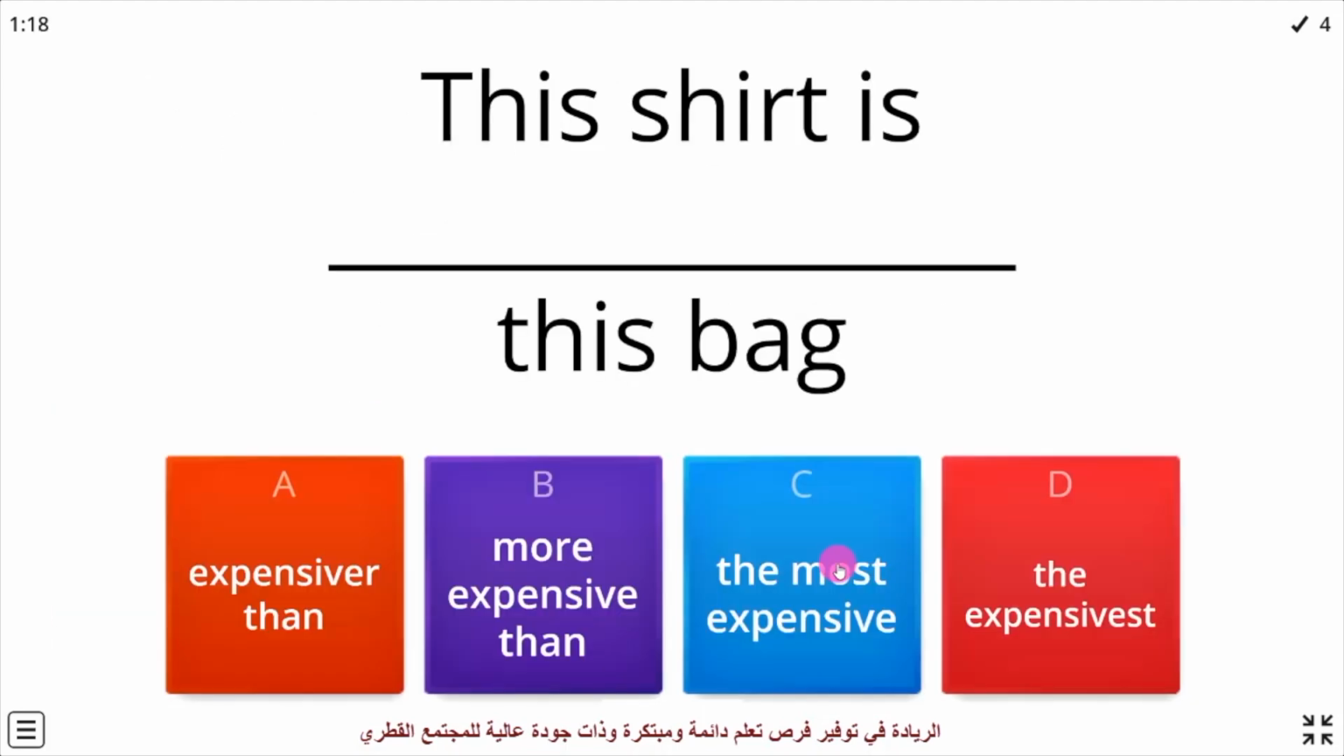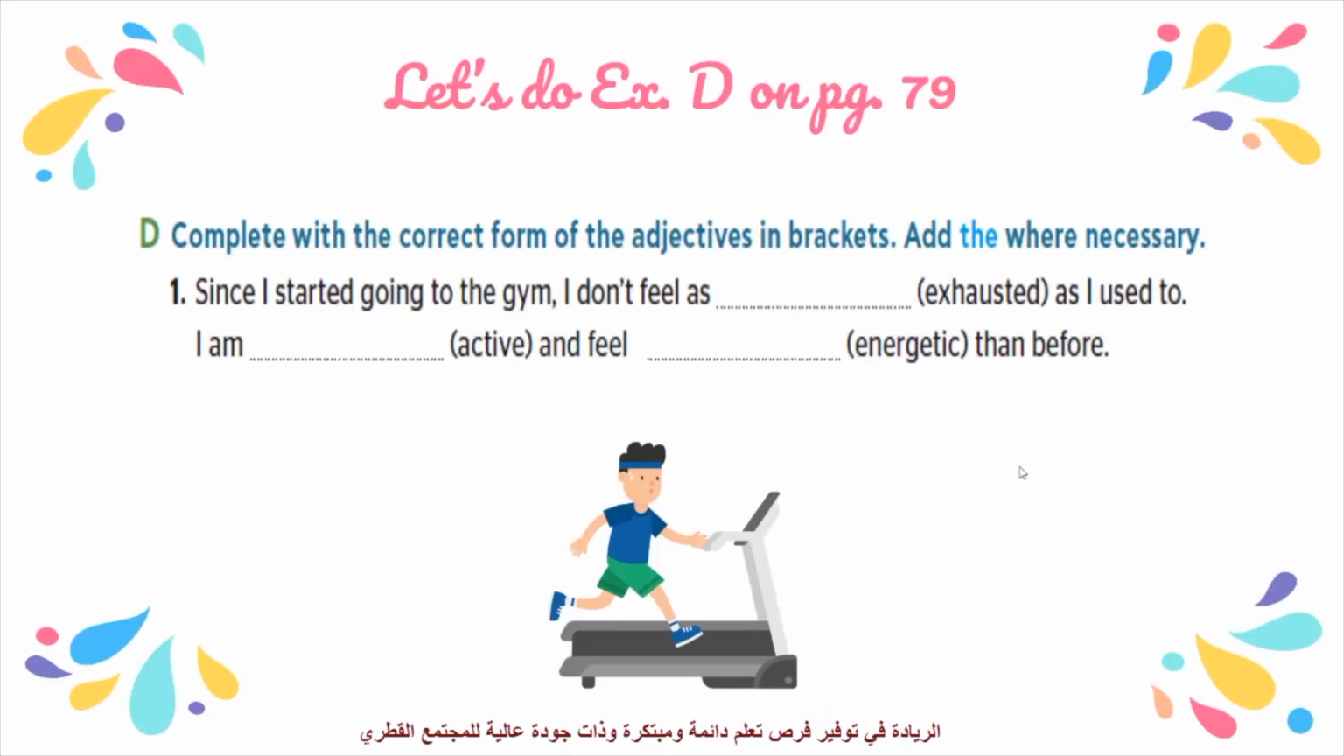Last one. This shirt is more expensive than this bag. We are comparing between this shirt and this bag. And expensive is a long adjective. So we say this shirt is more expensive than this bag.